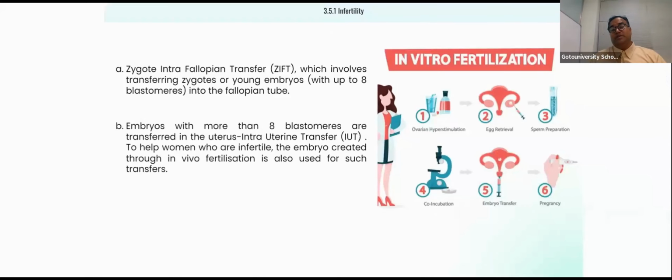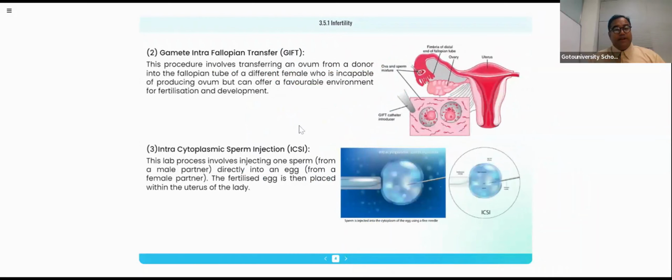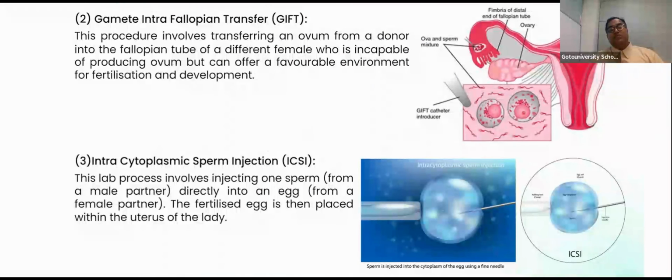That is the reason why collecting the sperm and maintaining it in a very active condition by giving proper nutrients is very, very important. Only then will that sperm be used for effective fertilization, right? Now we come to gamete intrafallopian tube transfer. This procedure involves transferring an ovum from a donor to the fallopian tube of a different female who is incapable of producing ovum but can offer a favorable environment for fertilization and development.